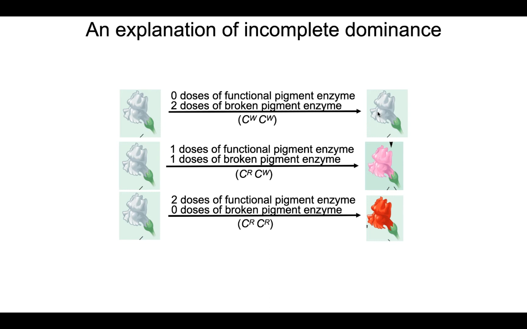Now, if you are in a heterozygous state, you are going to have one dose of the properly functioning enzyme, over here, the CR. You're going to have one dose of the broken enzyme, and so you have half the amount of working enzyme that you do in a situation like this when you're homozygous. So that makes just half the amount of red pigment, which means you end up looking like this. You have a pink flower. So this is the molecular and the biochemical reason for incomplete dominance in this particular example.